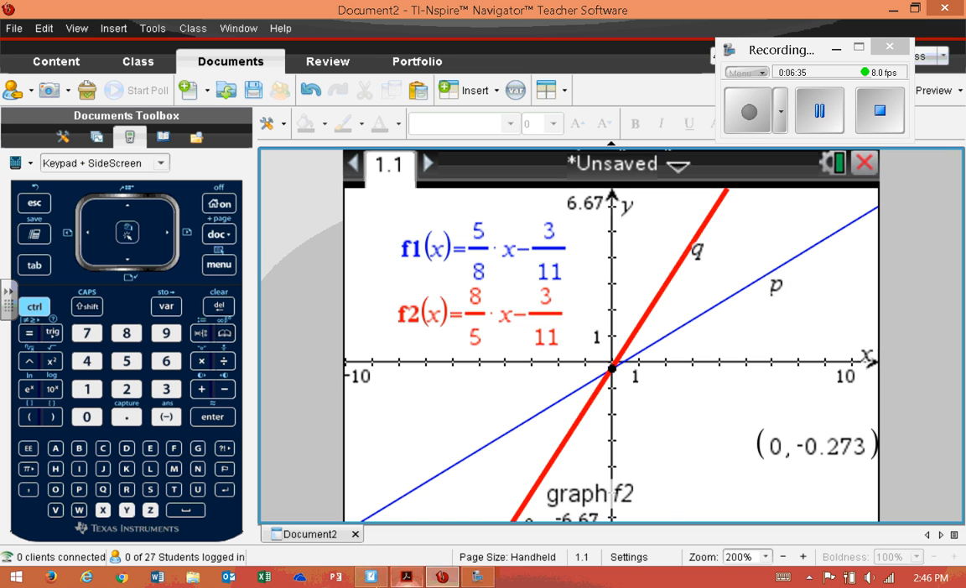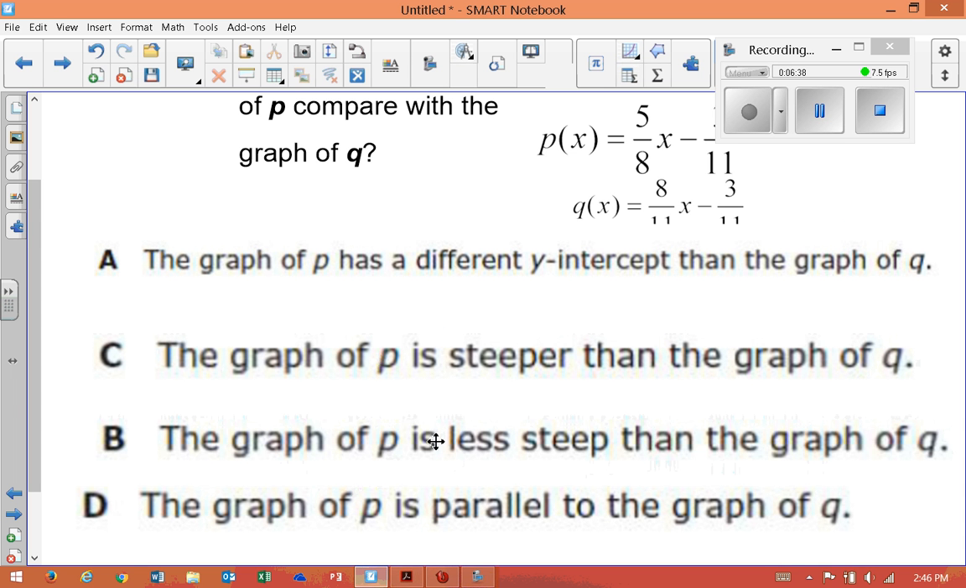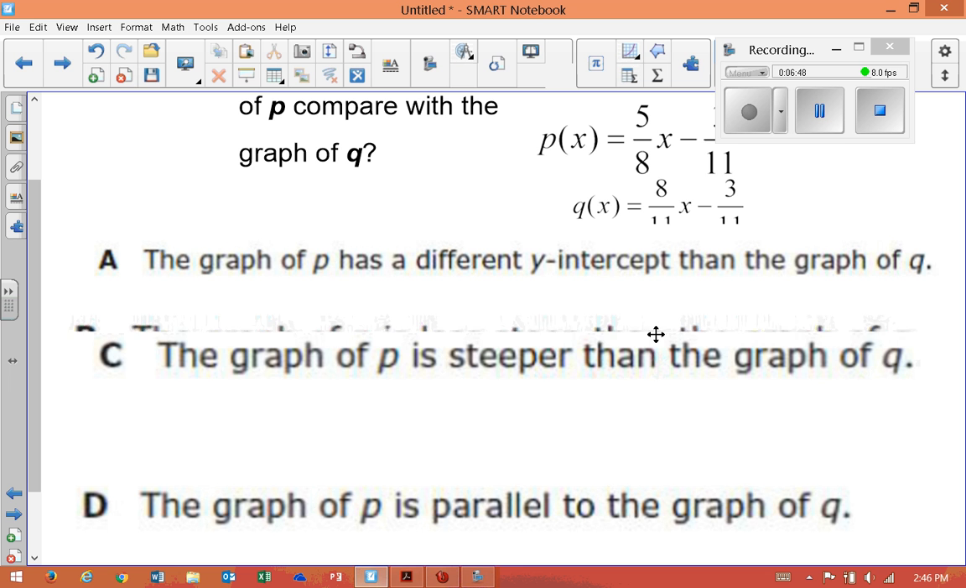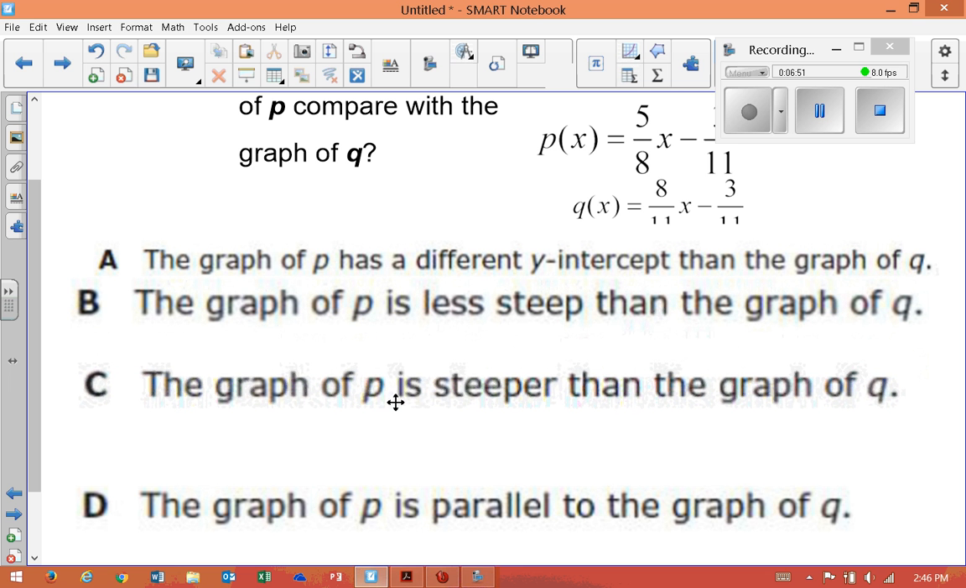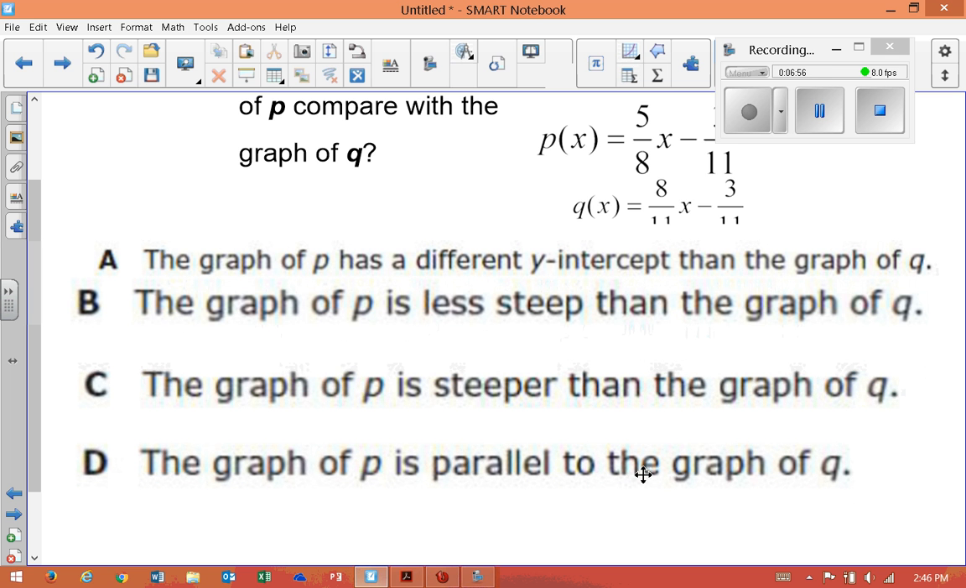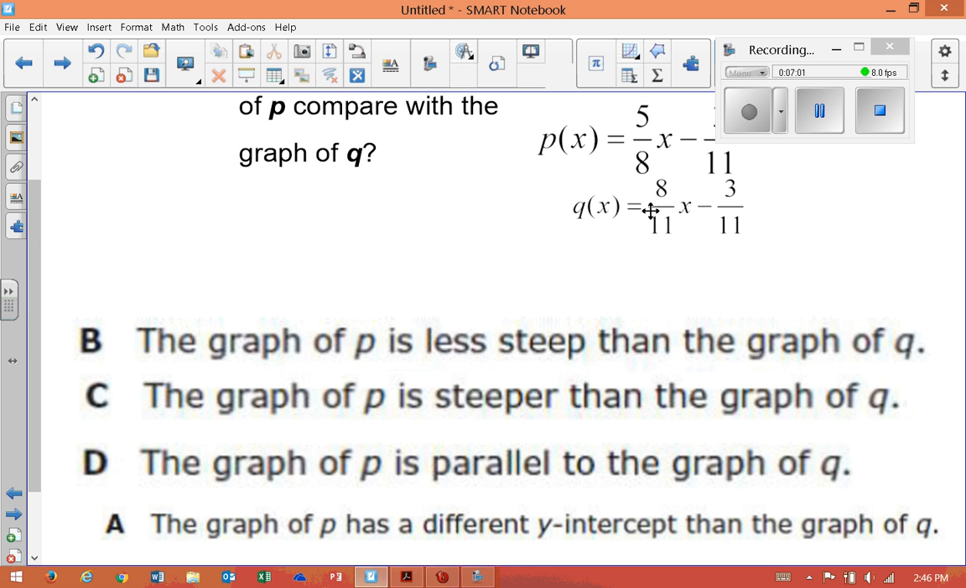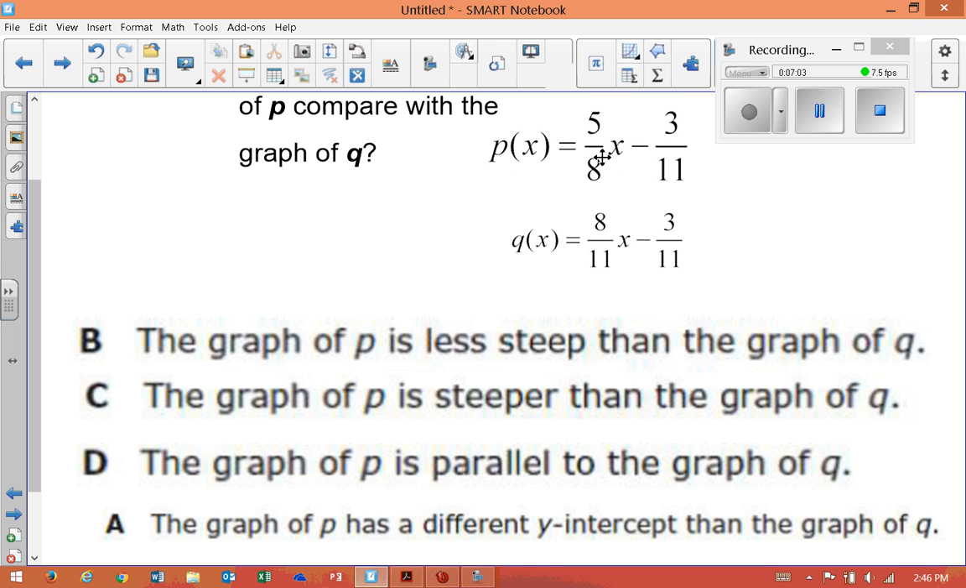Now I wonder if that's one of the selections. Let's look and see. Actually, the graph of P is less steep than the graph of Q. Yeah, that says that Q is steeper than P. So that appears to be true. And we know that the graph of P is not steeper than the graph of Q. And are they parallel? Well, they're certainly not parallel. We also know that if they were parallel, the slopes would be the same. And as we can see, the slope of P is 5/8, and the slope of Q is 8/11. So we definitely don't have the same slope.